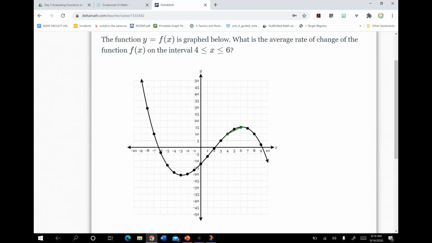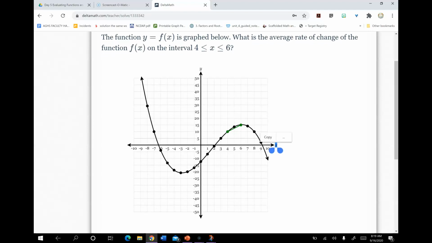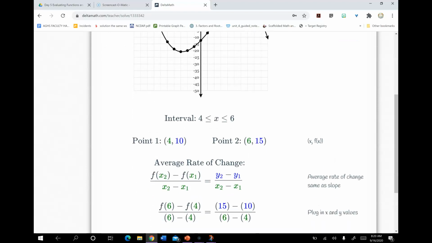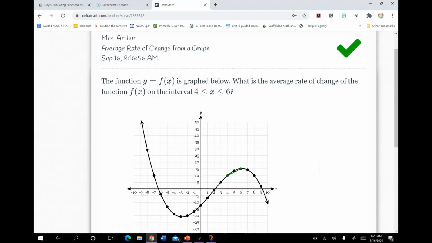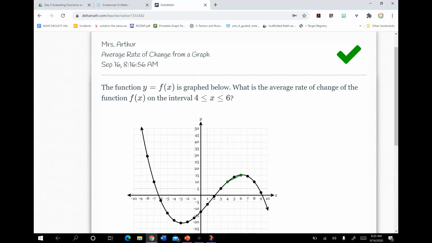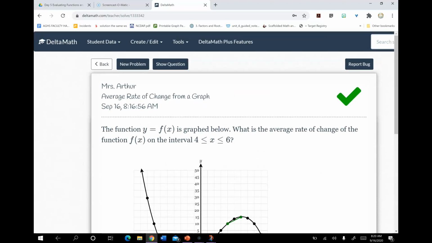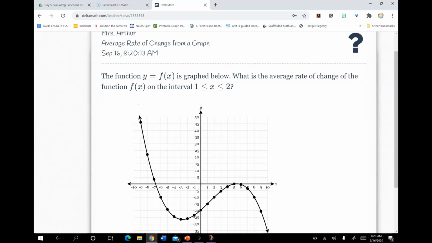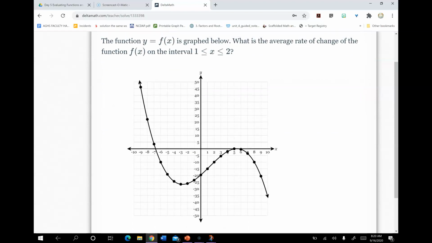But that is just, to me, that would be more difficult. But you can see that it rose 5, okay, and then ran 2. Okay, so you can see that. So if you guys want to do that, that's cool. I'm going to stick to the formula, okay? But Delta Math does show you right there that you can do the rise over the run, all right? All right, so let's do one more problem. So what I want you to do is I want you to pause the video and try this one out on your own, okay?